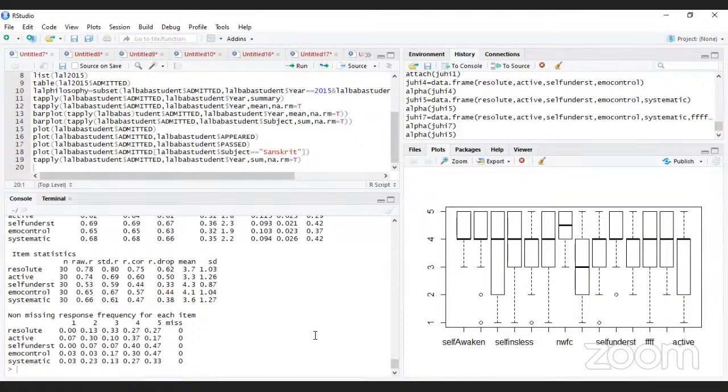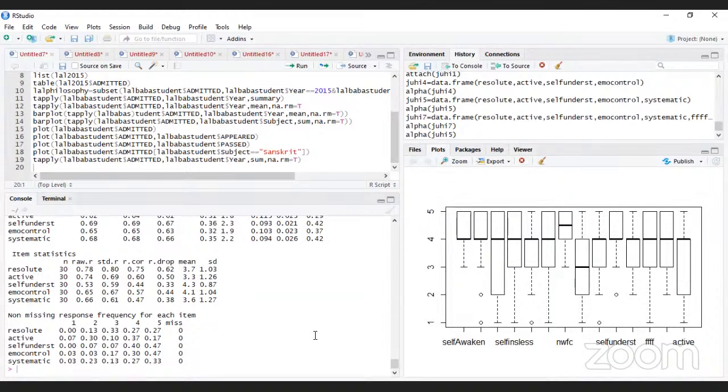Okay. Now here you will find there is a number of items. One has asked this question. That is the number of items. So if I want to increase the number of items, but the item total correlation is low, then what will happen? Cronbach's alpha will be seriously affected. Okay, so number of items is not the main thing.